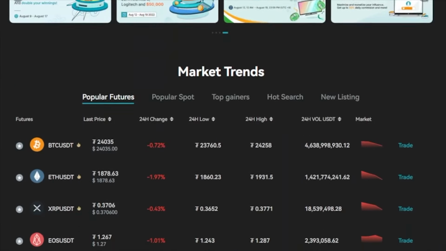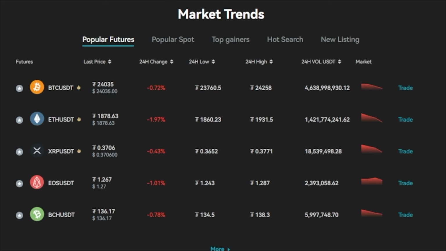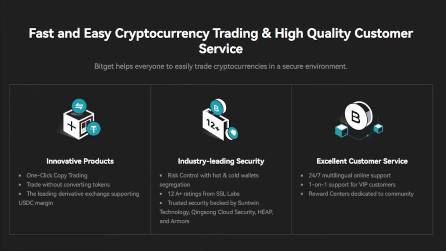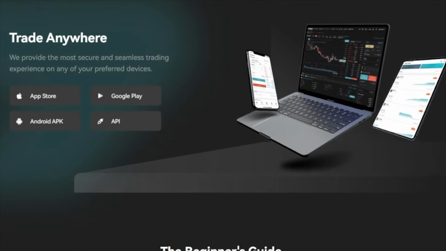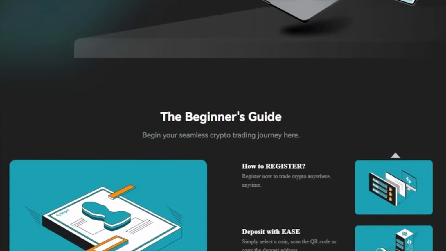Okay, so before we go into the details of how to open positions and close positions at different leverages, let's talk about why Bitget is going so far ahead of a lot of the other exchanges out there and why it's currently one of my favorite exchanges to make money with.